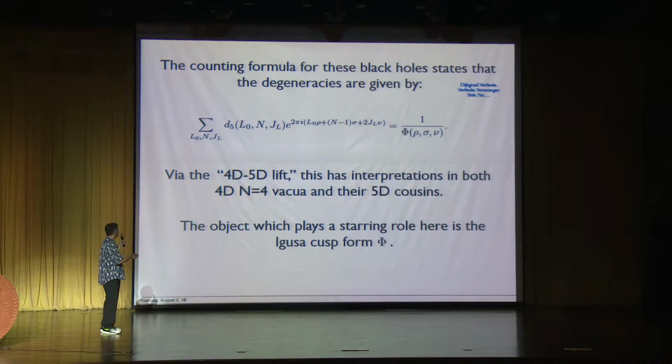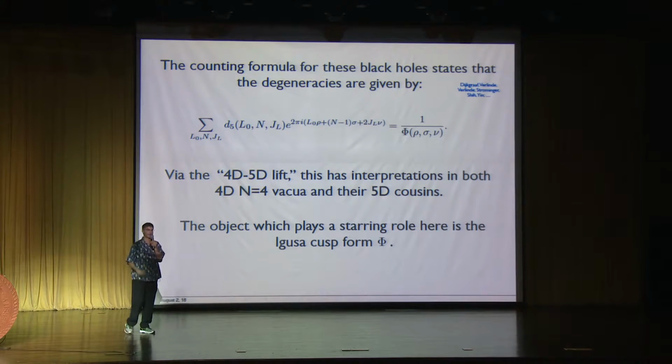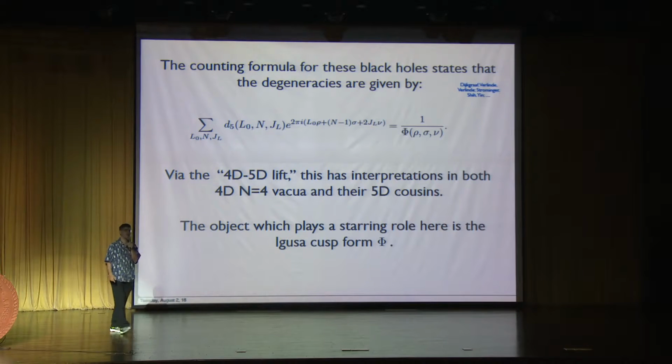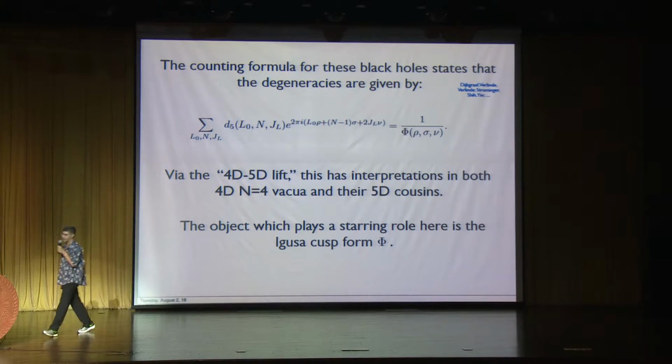Via the 4d5d lift, this also has an interpretation in 4-dimensional N=4 vacua. So there's a set of 5d black holes that correspond nicely to 4-dimensional N=4 BPS states as well.